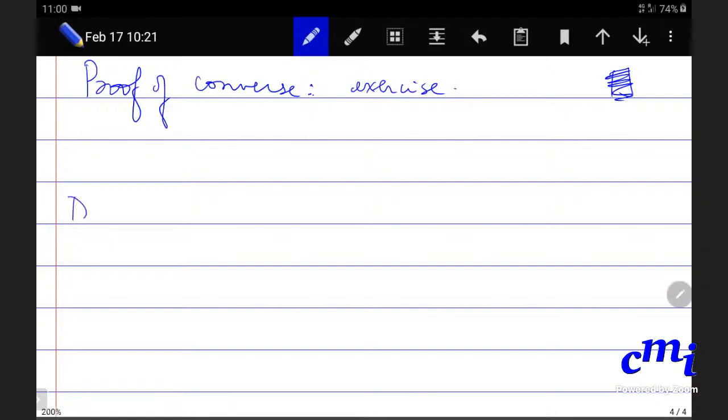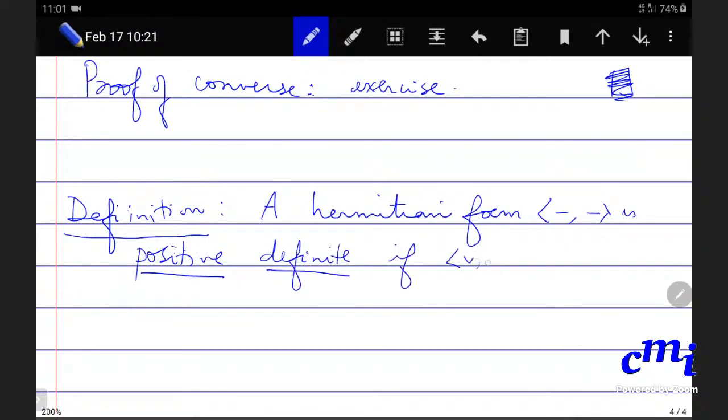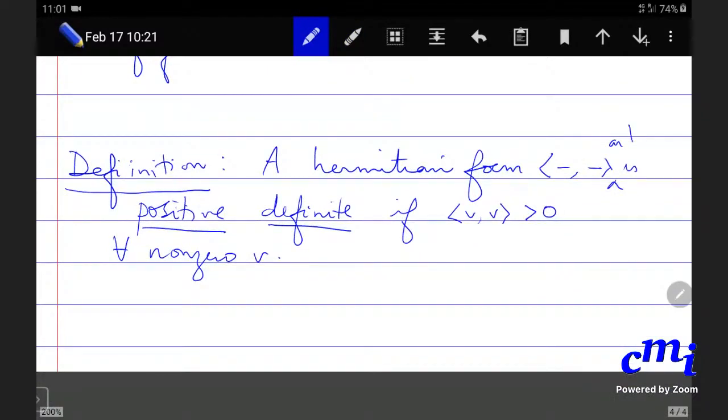So, definition. A Hermitian form is positive definite if ⟨v, v⟩ is greater than 0 for all non-zero v on a vector space V. Okay, just so that it makes sense.